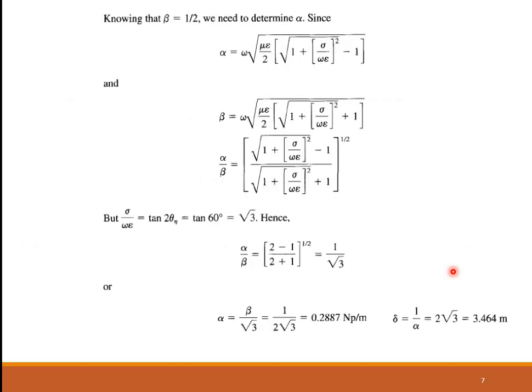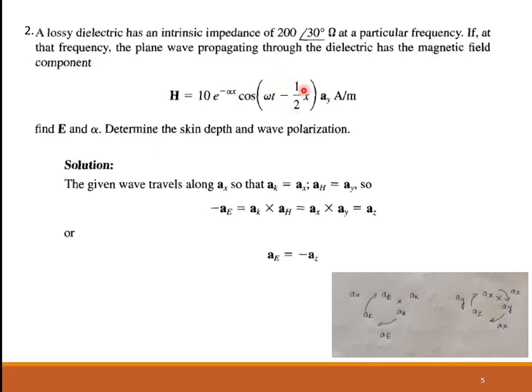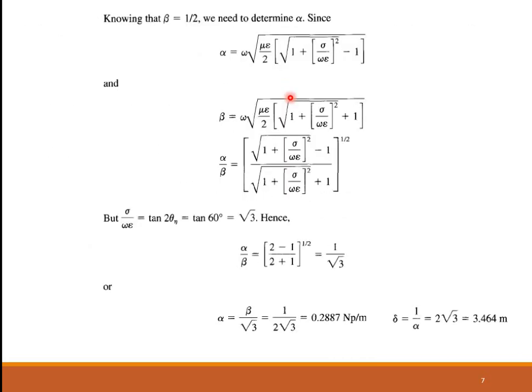Now to find alpha. This is the expression for alpha and beta for a lossy dielectric. You should be knowing these equations. Beta is 1 by 2, obtained from the given data. And how can you find out sigma by omega epsilon? That is equal to tan 2 theta. This also we have derived. So that is tan 60. If you just take the ratio of alpha by beta and solve, you'll get the expression for alpha. This is basic maths, arithmetic solving. So please go through and solve.